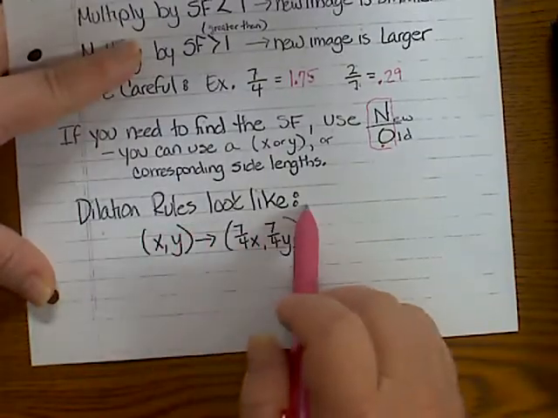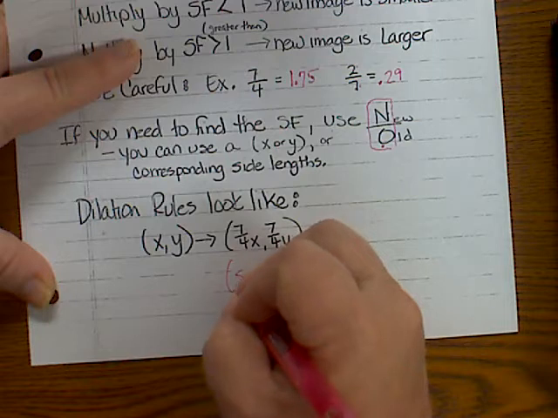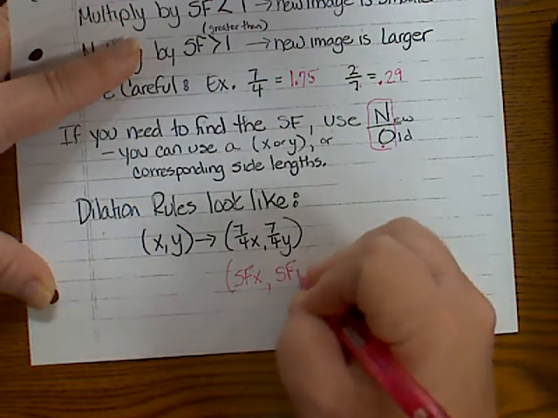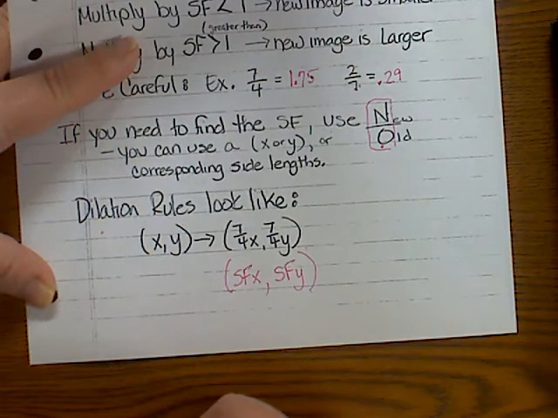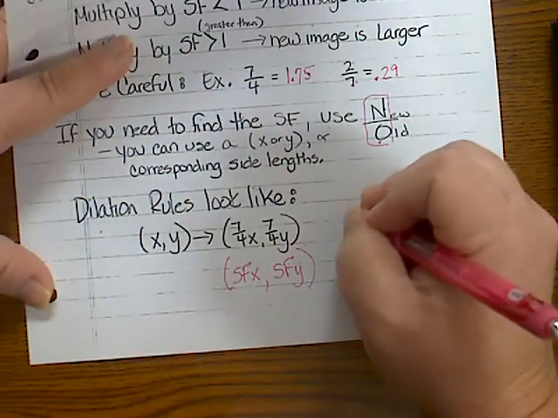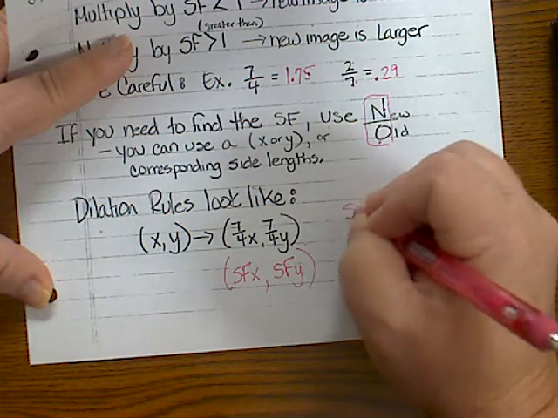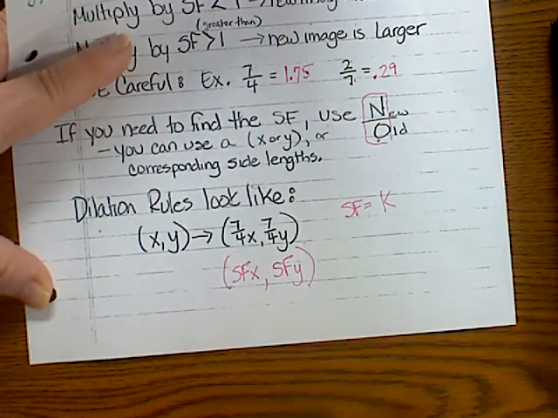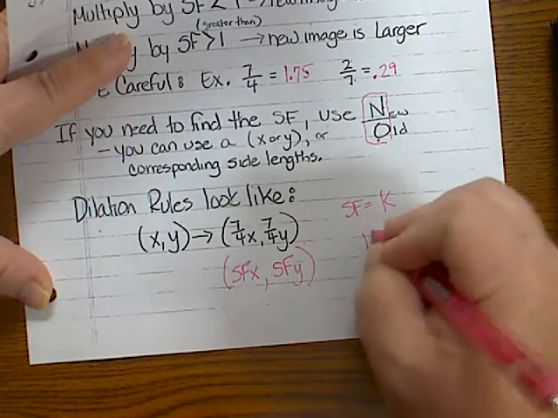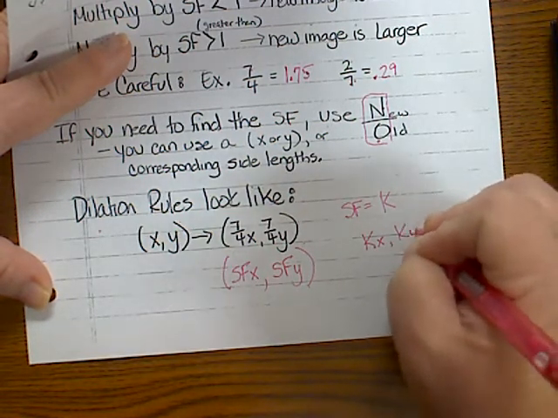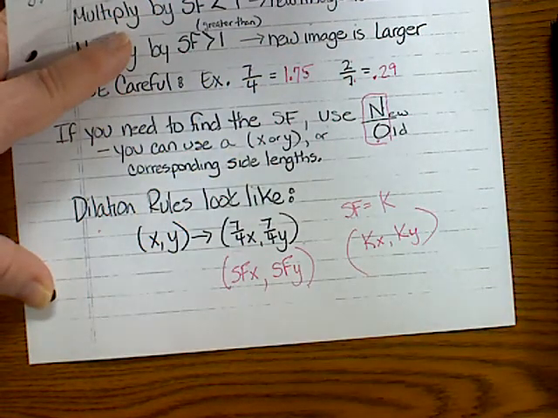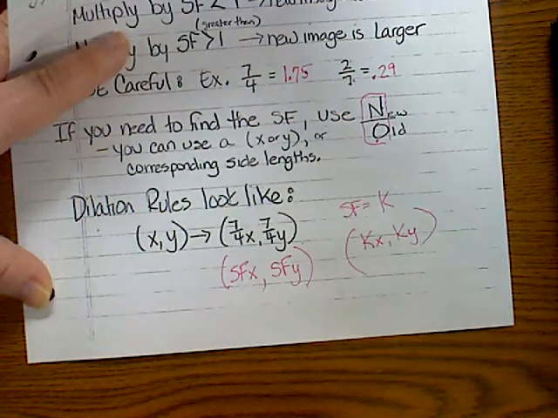Dilation rules always look like this. It means you have a scale factor times your x and a scale factor times your y. And a lot of times they say it's multiplied by a scale factor of, what about if they use the letter K? Then it would be kx, ky. It's abstract. It's a different way of asking the same question. We don't know what K is, but it is the scale factor.